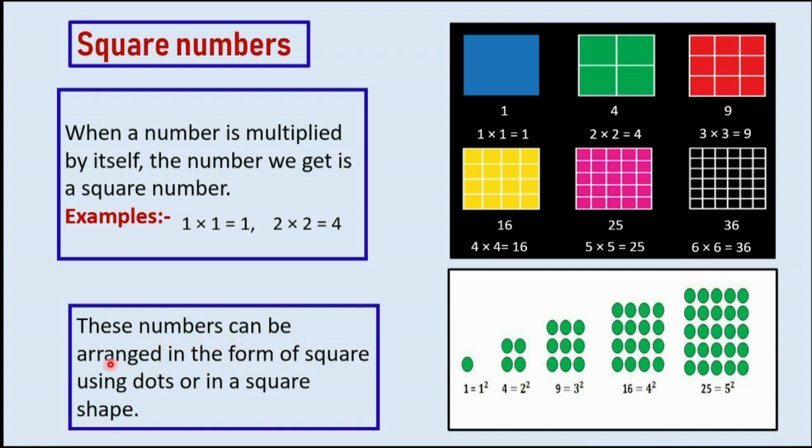These numbers can be arranged in the form of a square using dots or in a square shape. Now here you have seen the arrangements in the square shape. Now see in the dot shape. This is 1 dot, 1 into 1. Here 1, at the top it is written 2 in small. So it means 1 to the power 2.